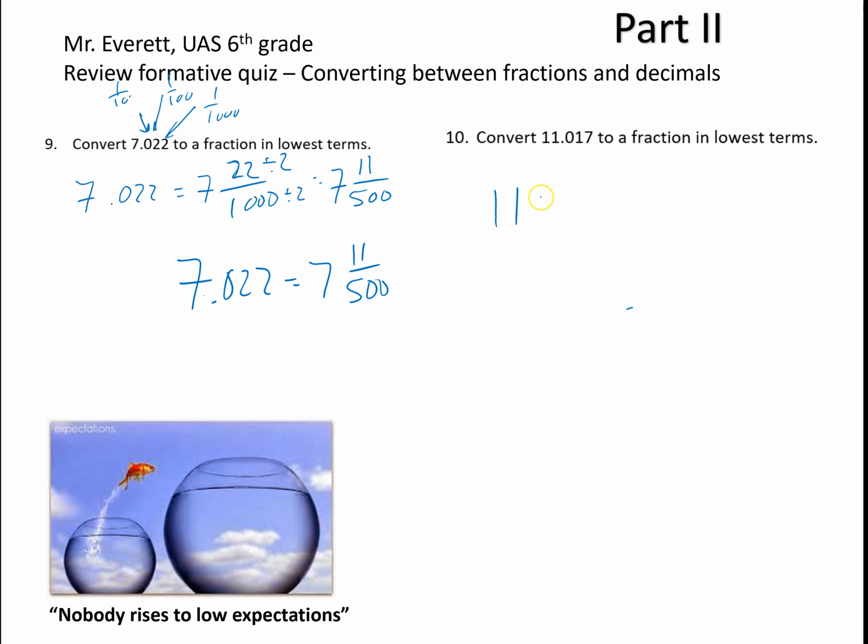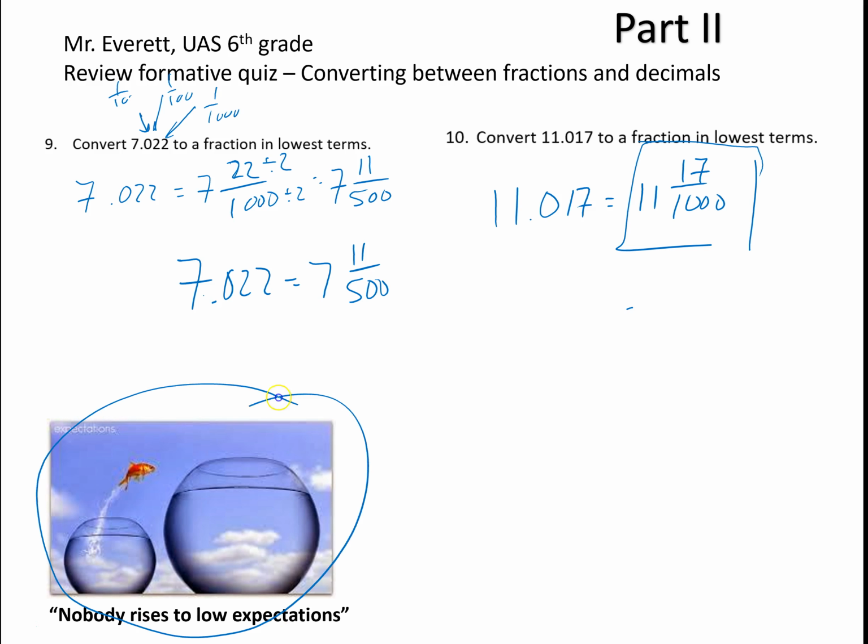Last one, 11 and 17 thousandths. 17 is a prime number. It's not a factor of 1,000. I'm done.